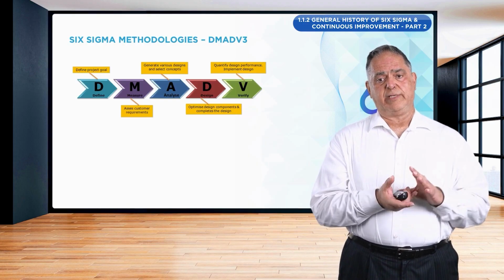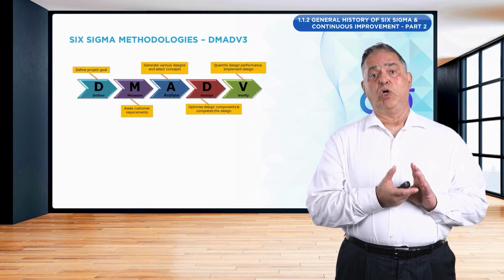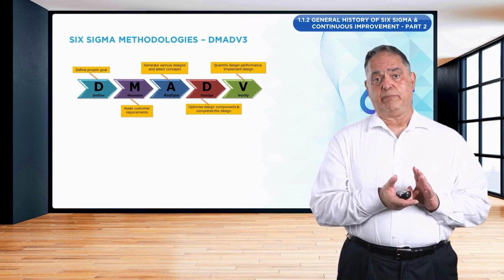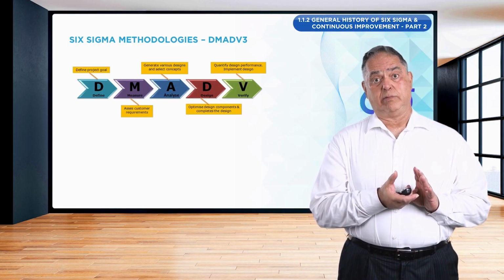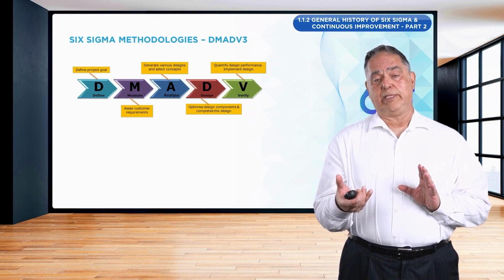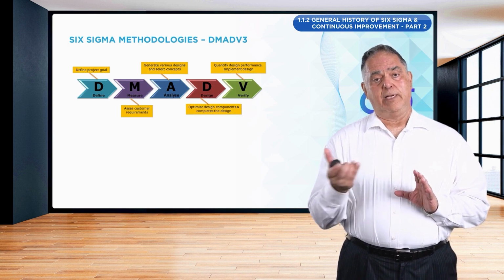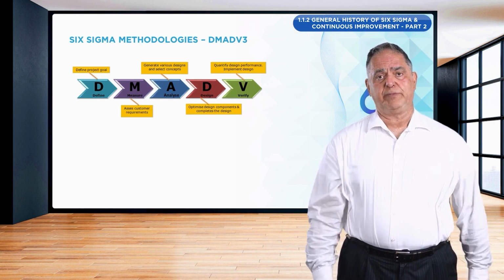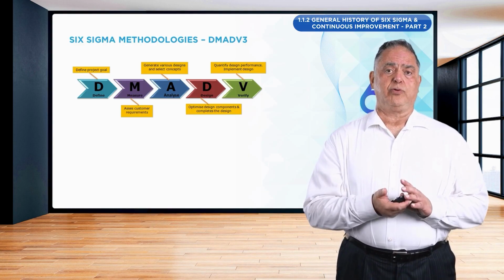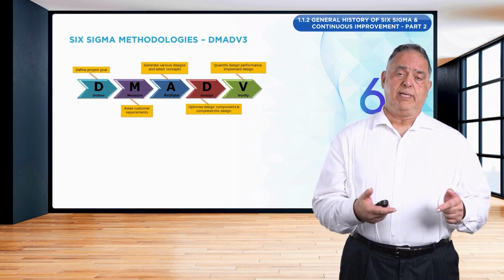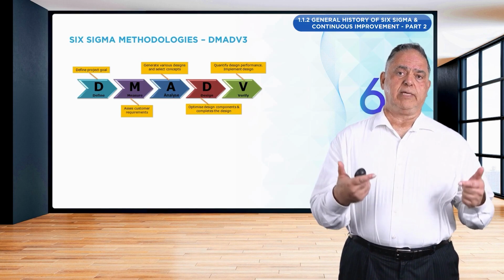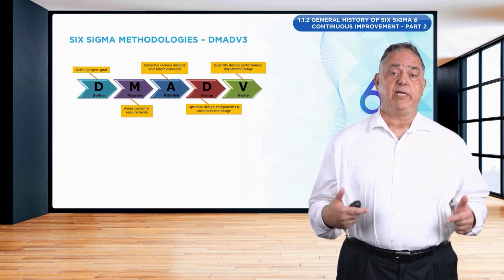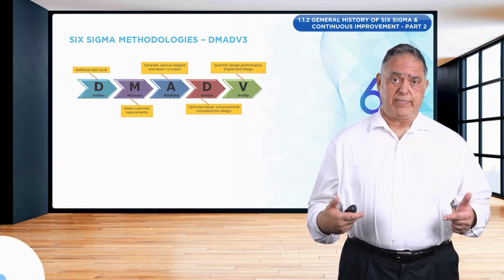At the end of it, either we take a new product or service to the market, or we deliver an enhanced product or service. One of the main objectives of this methodology is to make sure that we embed Six Sigma quality in process, products, or services from the design stage.